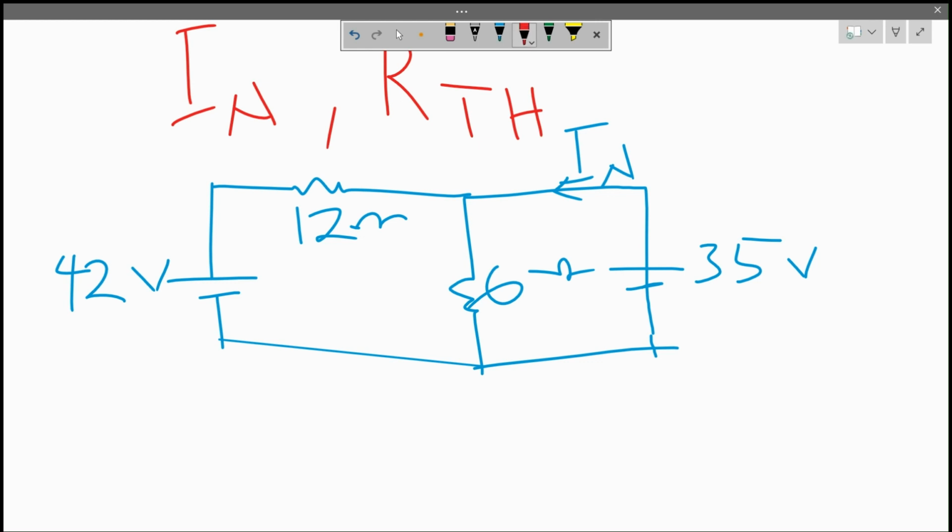Now, the current is being produced by the 42 volts going this way, so when you get to this node, it will divide itself into two, of which one is the Norton current. So let me represent the one that will pass through here with I1. Now we know that the main current that will be going through the circuit is going to be I1 plus IN.